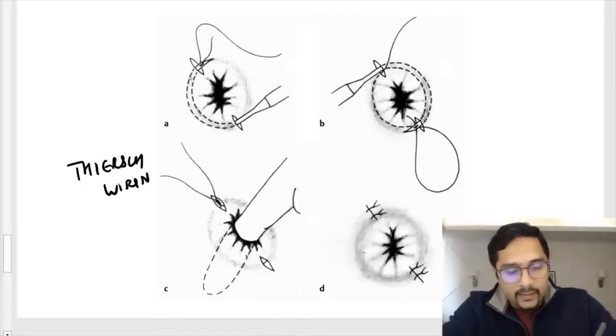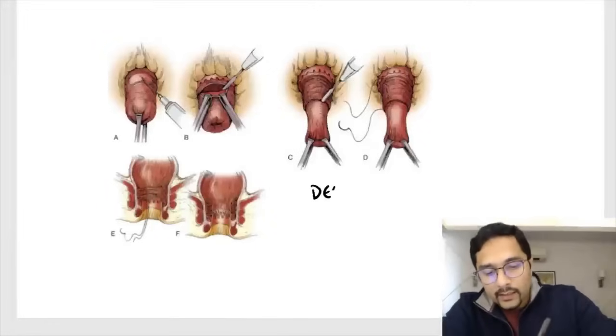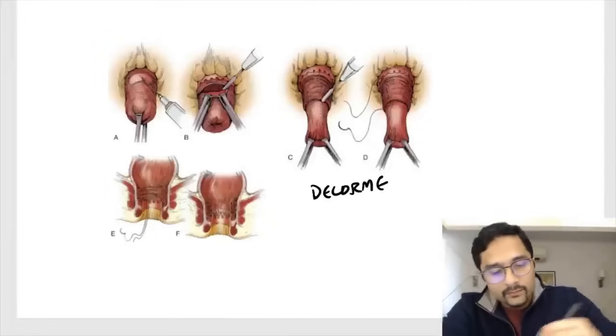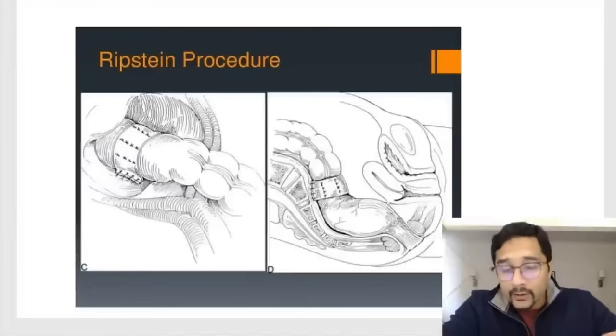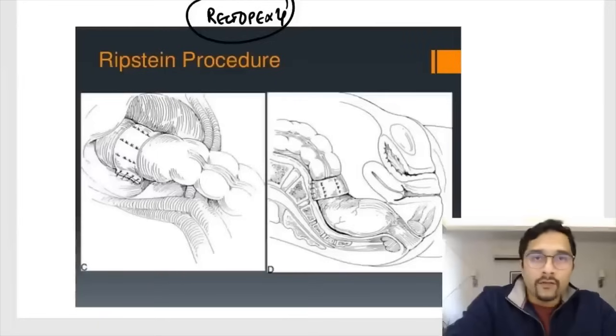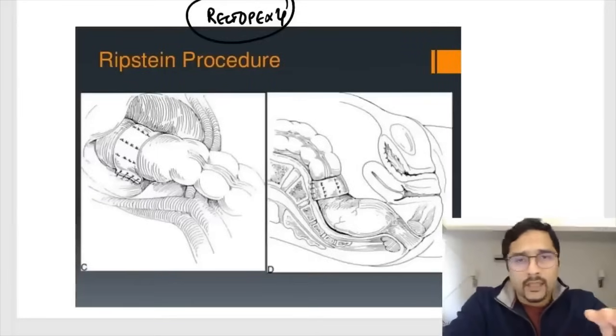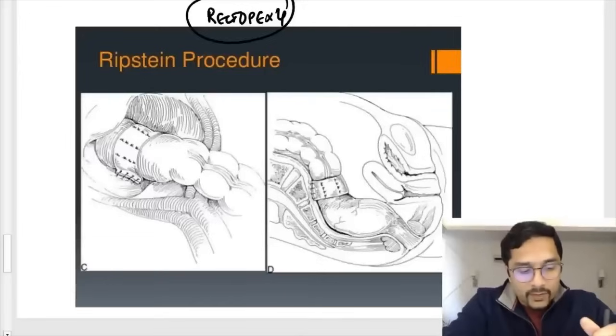This is a perineal procedure for rectal prolapse. This is known as Delorme's procedure. And this is rectopexy. Rectopexy is an abdominal procedure. This was asked in non-FMG exam. So just knowing these three procedures and the images is enough. It has not been asked in the FMG exam as yet.